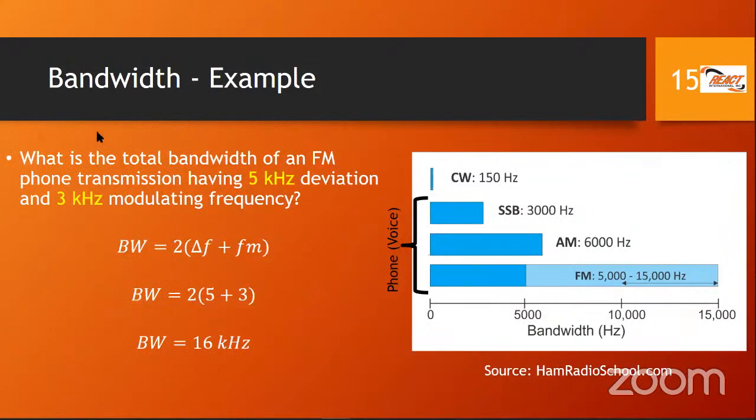So here we go. The question is, what is the total bandwidth of an FM phone transmission having 5 kilohertz deviation and 3 kilohertz modulating frequency? Let's dissect this question, and this is an actual question in the question pool in the exam. They're asking us for the total bandwidth. In other words, what is the bandwidth of an FM phone transmission? Again, remember we said when in amateur radio we talk about phone, we mean voice.